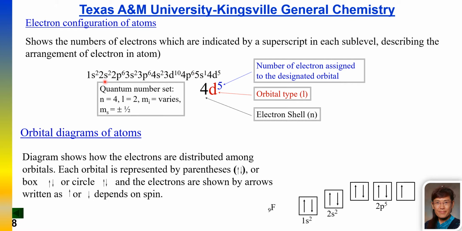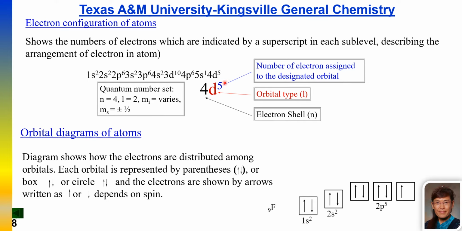So in this electron configuration, you are going to understand the quantum number set for a particular orbital or particular electron, particularly for 4d5. For some of the electrons, your n is number 4, your l for the d orbital is 2, your ml can vary from -2, -1, 0, +1, +2. Your ms can be +1/2 or -1/2.